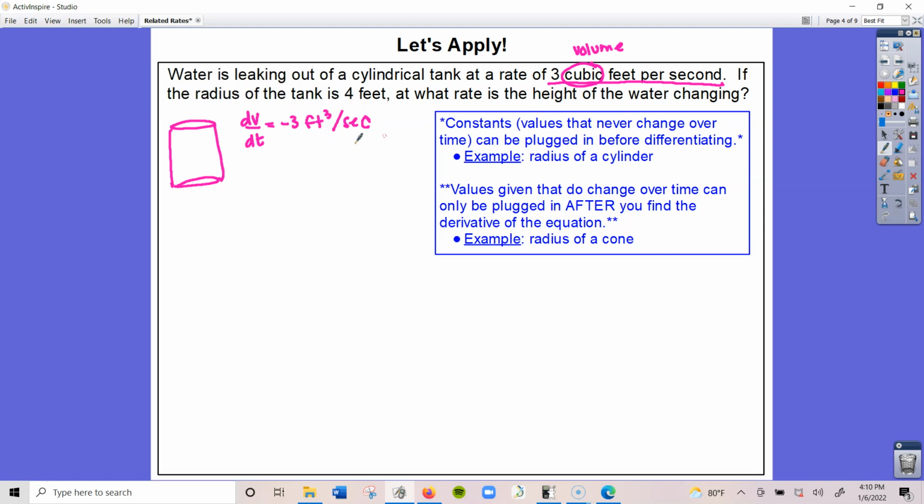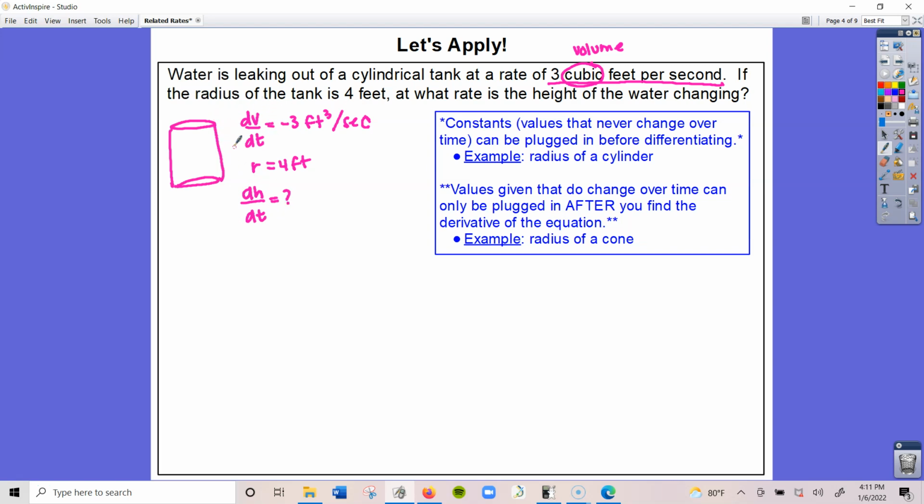If the radius of the tank is 4 feet, so my radius is 4, at what rate is the height of the water changing? I'm looking for dH/dt. So I always start off the problem this way. I write down all of my given information as well as what I'm looking for.